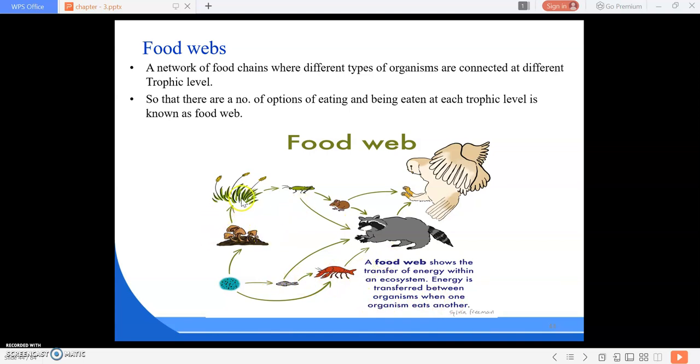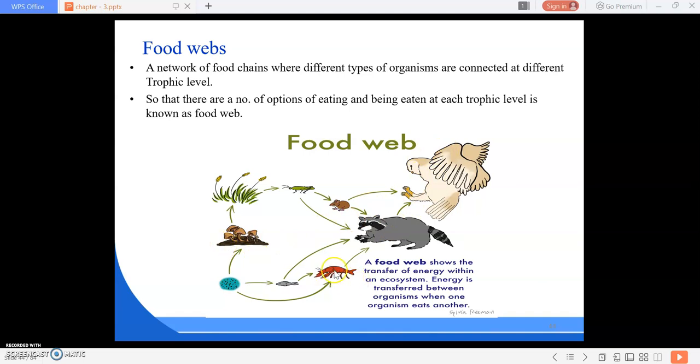These are the producer, then it comes to the grasshopper, then the rats. The rat again comes to the big cats or wolves. Then the cat and the rat, and the cat again is eaten by the eagles or the vulture.